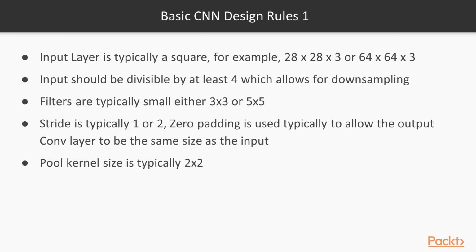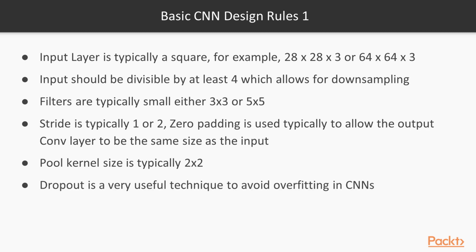Pooling kernel size, as in max pooling, is typically 2 by 2. It's a general good guideline to stick with. And also, I should note, dropout is a very easy to use and useful technique to avoid overfitting in CNNs. So it's something I use quite often. It does increase the training time, unfortunately, but we're going to have to live with that.